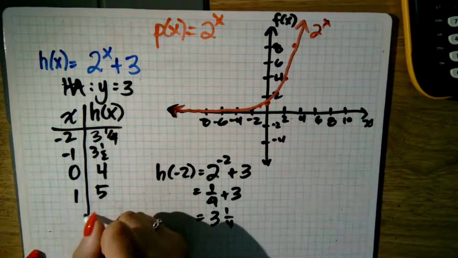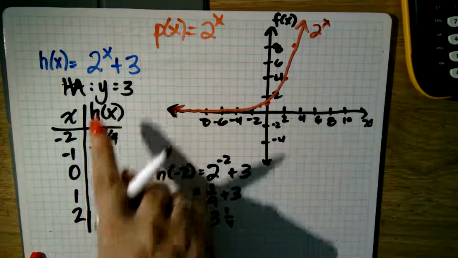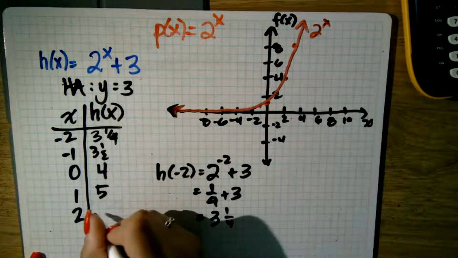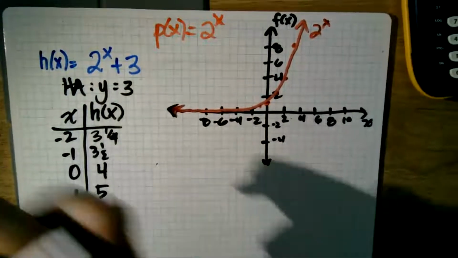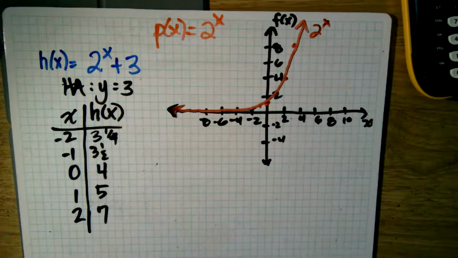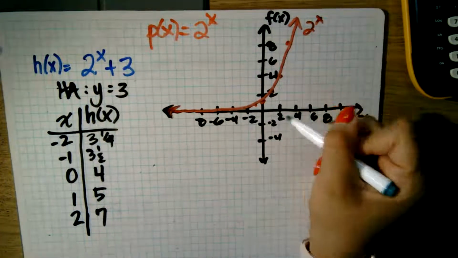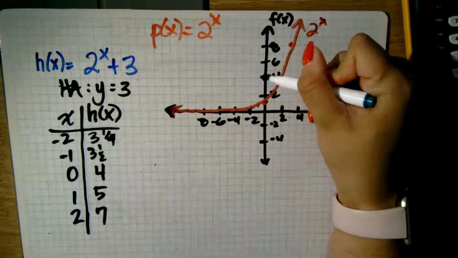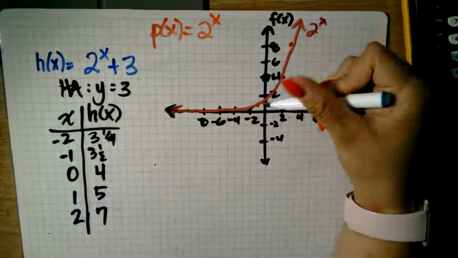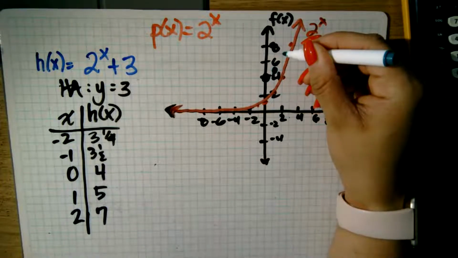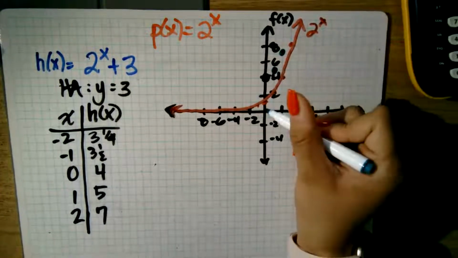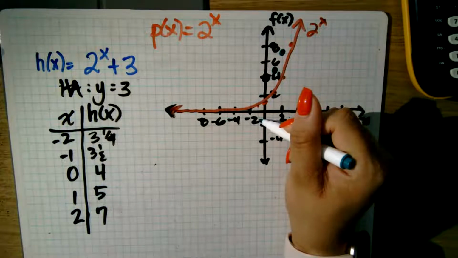Okay, let's see what H of 2 gives me. H of 2 is 2 squared, which is 4, plus 3 gives me 7. Okay, so now I'm going to go ahead and graph that guy. And we're going to see what's up. So I have 0 corresponds to 4, right there. 1 corresponds to 5. 2 corresponds to 7. Negative 1 corresponds to 3.5.